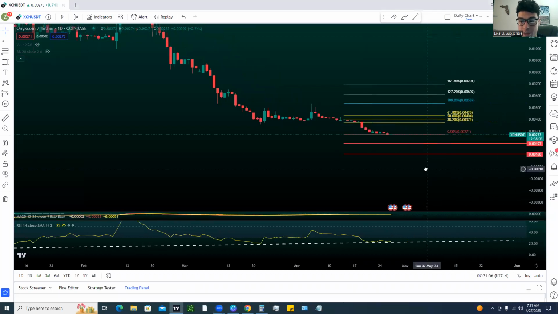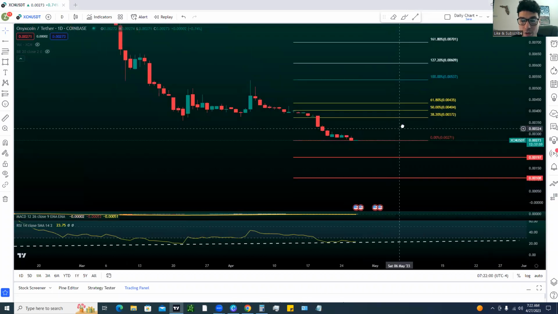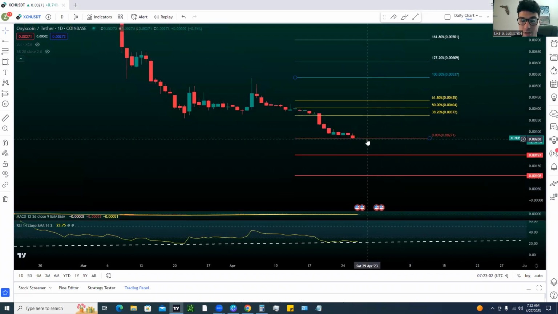Right now, we're really testing this level of 0.00271 as support. If we do end up breaking below 0.00271, most likely we're going to head down to 0.00197 as well as 0.00108. Those are going to be some of the key levels that I'm looking at potentially for downside support. And if we end up breaking this bullish divergence trend line that we've been hovering on and getting a breakthrough here, that's most likely when we're going to come down to these levels.